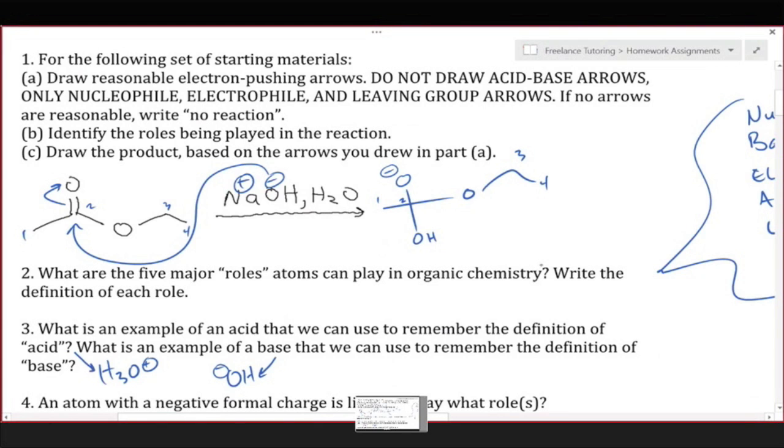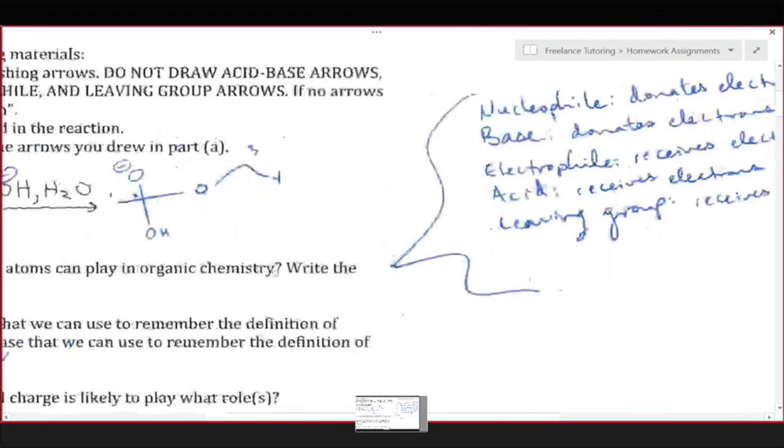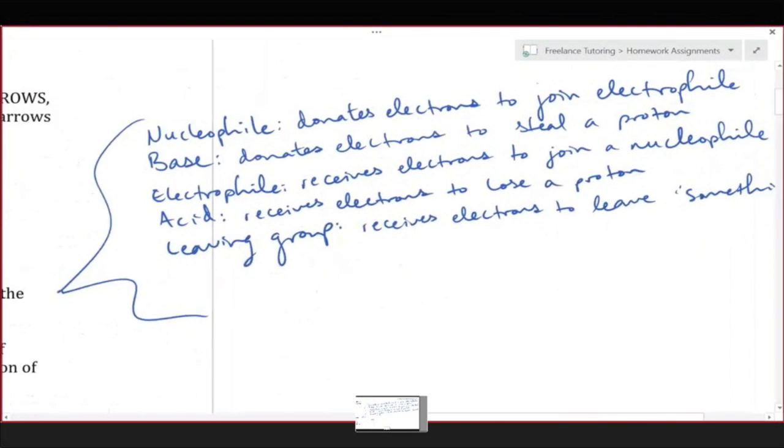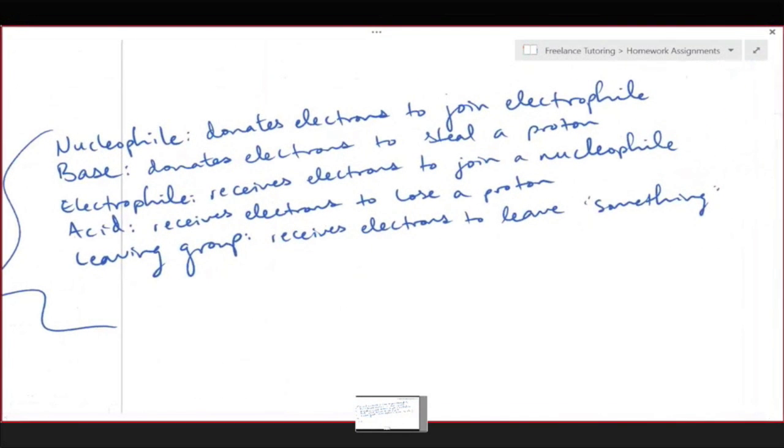You'll have to scroll to the right so I can see your answer. Nucleophile donates electrons to join an electrophile. Base donates electrons to steal a proton. Electrophile receives electrons to join in a nucleophile. Acid receives electrons to lose a proton. Leaving group to leave something. Okay, that's very good.